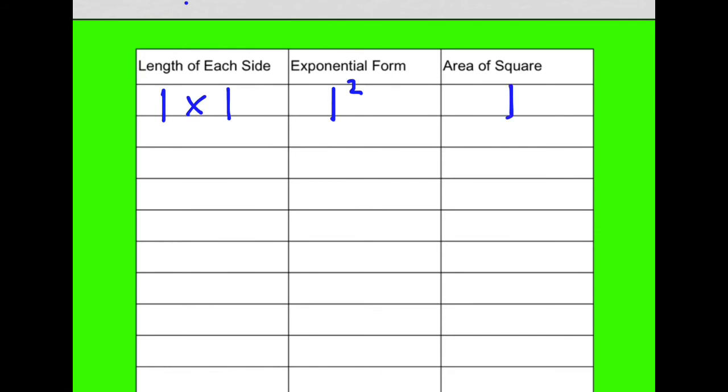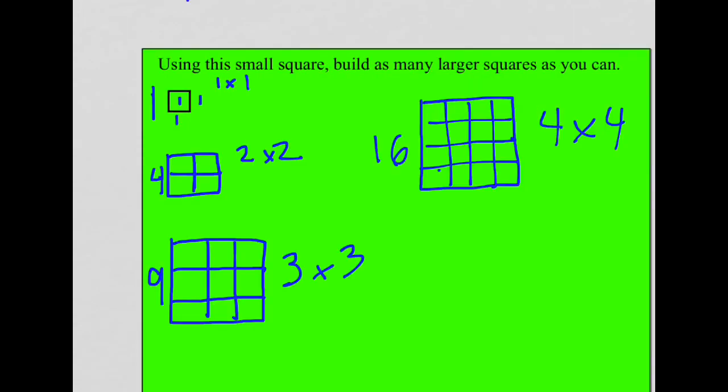The next one we talked about was a 2 by 2, which is 2 to the power of 2, or 2 squared, and that square was 4. The reason we say 2 squared is because 2 squared literally forms a square that has an area of 4, and we saw that in this activity right here, right? 2 squared forms a square that has an exact area of 4.